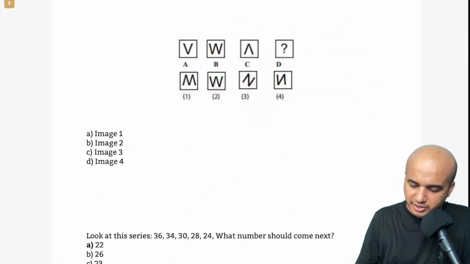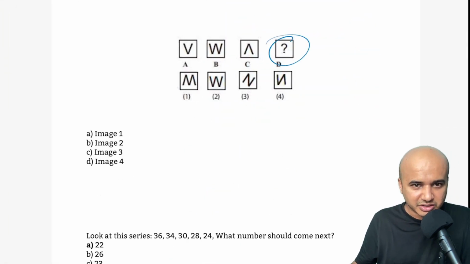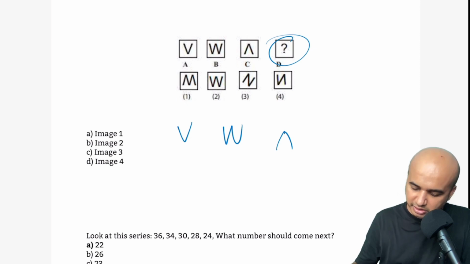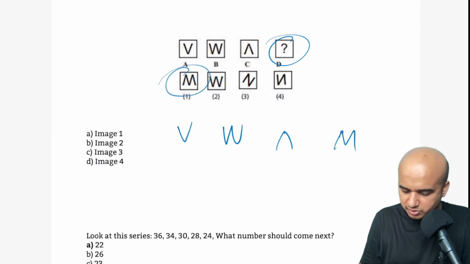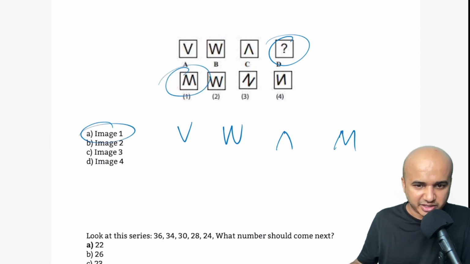Next we have to find out the missing figure in this diagram. So first we have a V, then we have a W, then there is inverted V, then there will be inverted W. So that's it. Out of the options 1, 2, 3, 4, which is the right one? Obviously option 1 or image 1 is in fact the right answer.